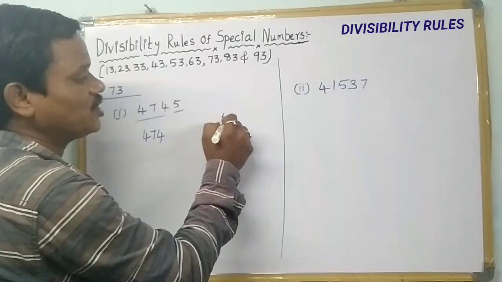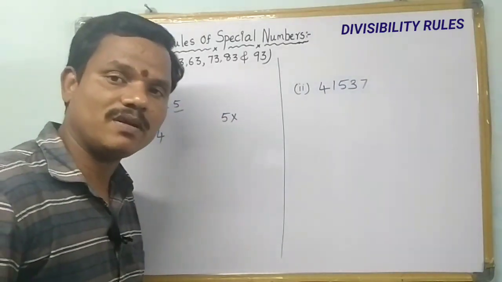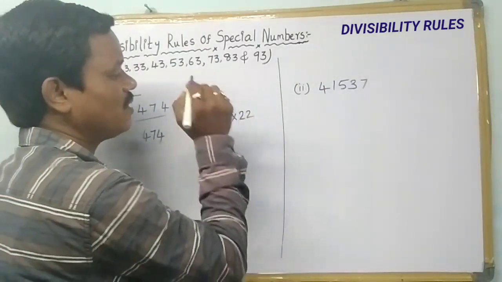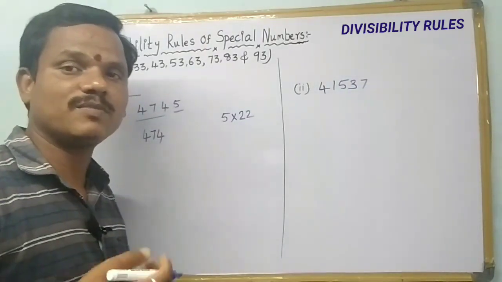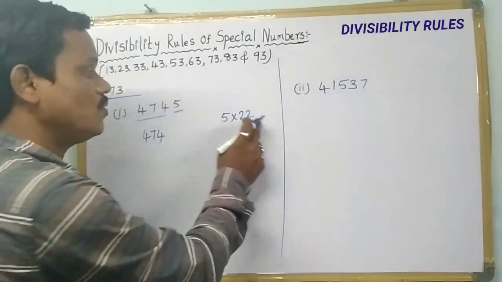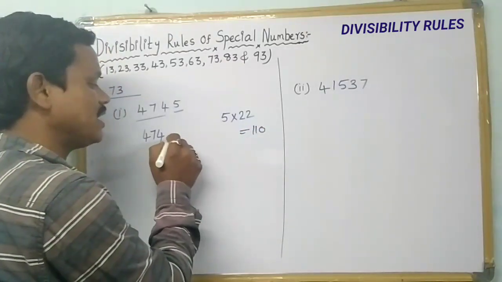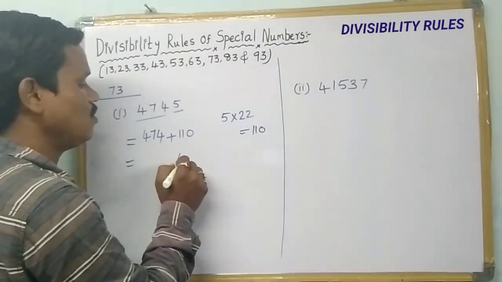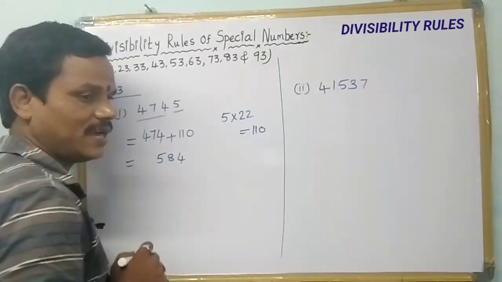Now multiply the first part number by which number? In the divisibility rule of 73, the first part number is multiplied by 22. 22 5s are 110. Now add 110 to the second part. 0 plus 4 is 4. 1 plus 7 is 8. 1 plus 4 is 5. 584.